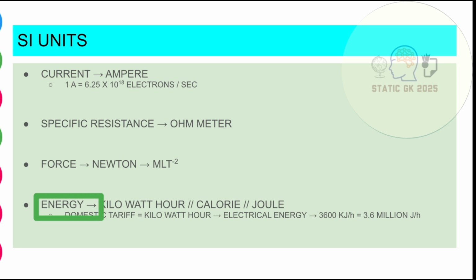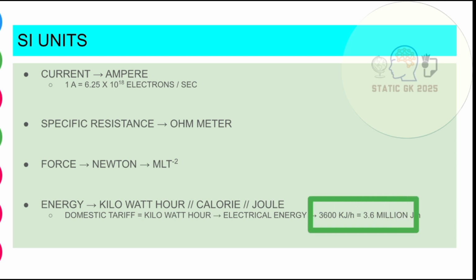Next, SI unit of energy is kilowatt hour, or we could say it is calorie, or we could say joule. This is a very important question. Energy can be in kilowatt hours, it can be in calories, or it can be in joules. Generally, this kilowatt hour we use in domestic tariffs, the electric bills that we pay, in that kilowatt hour is the quantity that we choose. So this domestic tariff we choose in kilowatt hours, and this is the electrical energy, right? And how much in joules it considers: it is equal to 3600 kilojoules per hour, or 3.6 million joules per hour.